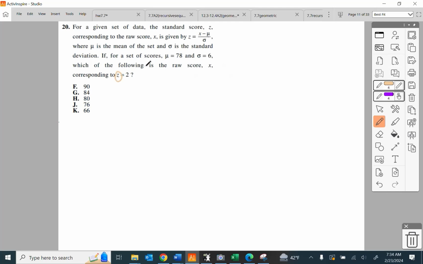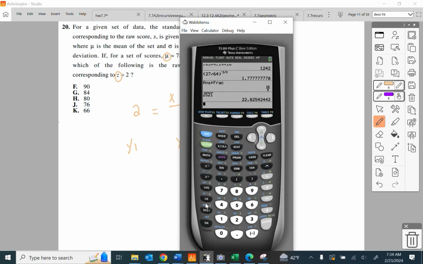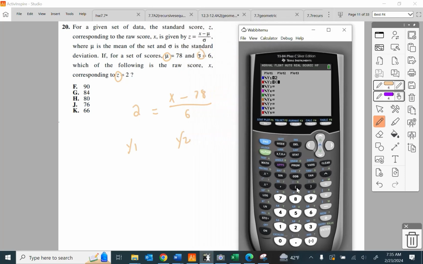So what we're going to do is we're just going to plug everything in to that. Z is 2. It must equal x, which is unknown, minus 78, sitting over 6. And you know what? Y1, Y2. Why not? Even though it's going to take longer, why not? If you're taking the ACT in the United States of America, odds are extremely good that you are holding a TI-84.